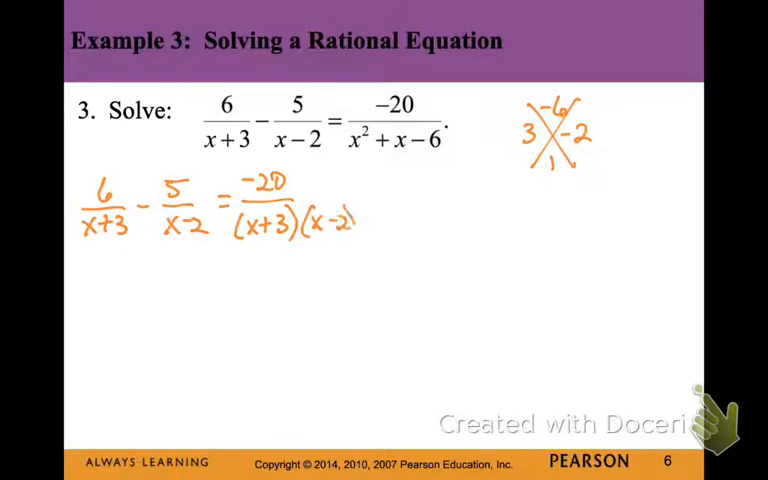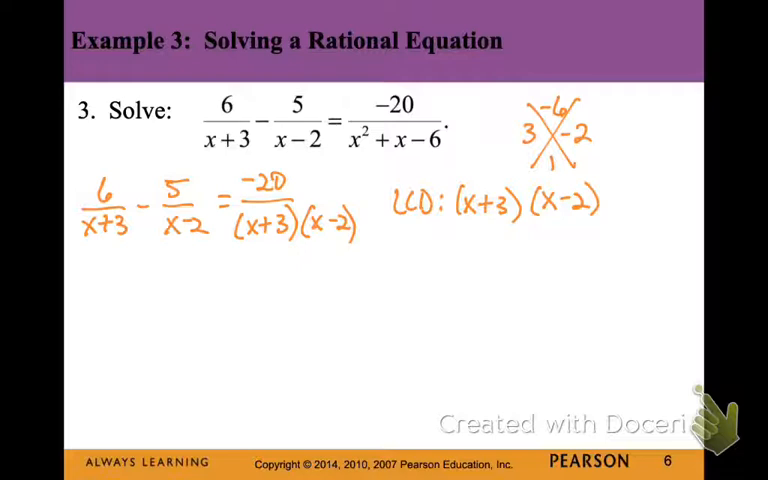Now we can build our common denominator. So remember, we start with the denominator on the left, and then we're just going to work left to right. So we have the expression x plus 3, and then we need to add x minus 2. And then it takes care of our denominator all the way on the right side of the equal sign. So this is our common denominator.